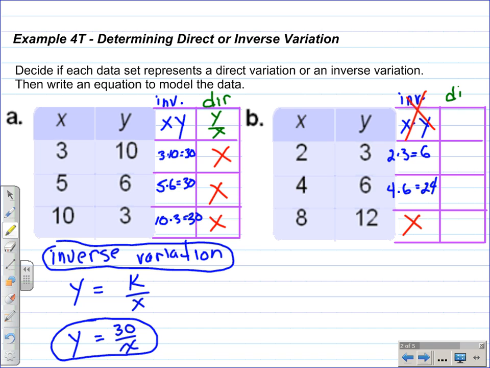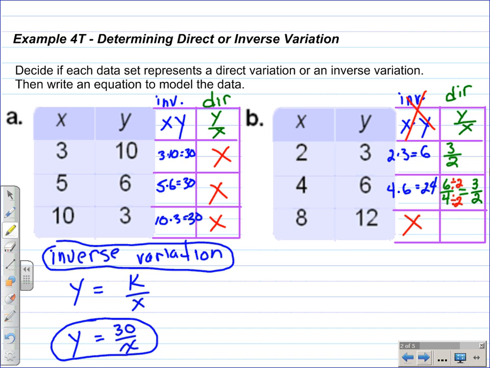Determining if it's a direct variation, we test the ratio y divided by x, or y to x. In this case, we'd get 3 divided by 2, or 3 over 2. Now, 3 over 2 can't be simplified. In this pair of data, we have 6 over 4. Now, 6 over 4 can reduce. It reduces by a factor of 2. If I take 6 divided by 2, that gives 3. And if I take 4 divided by 2, that would give 2. So this ratio simplifies to 3 to 2, or 3 over 2.